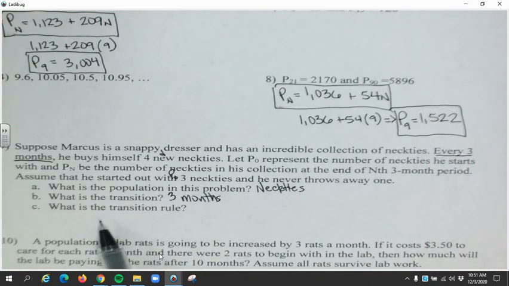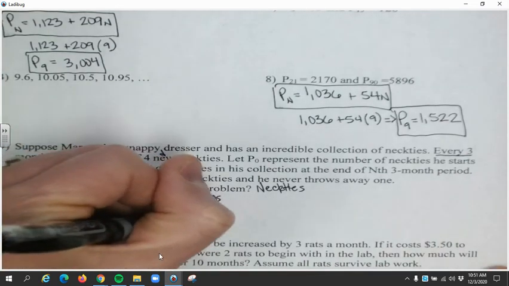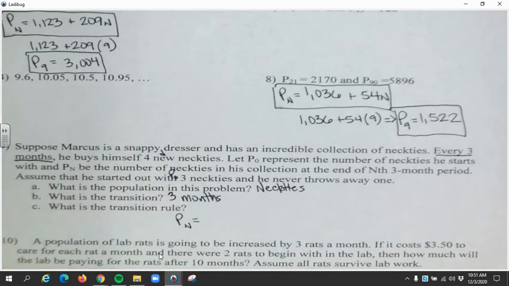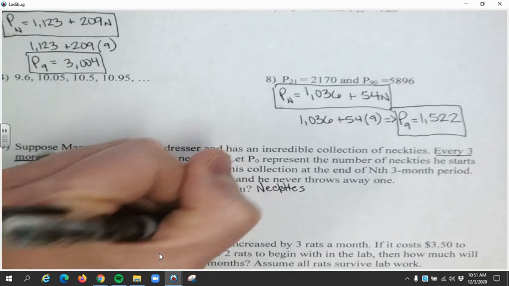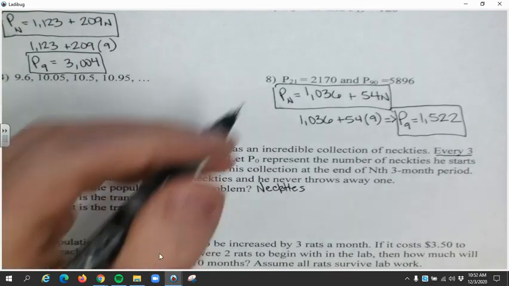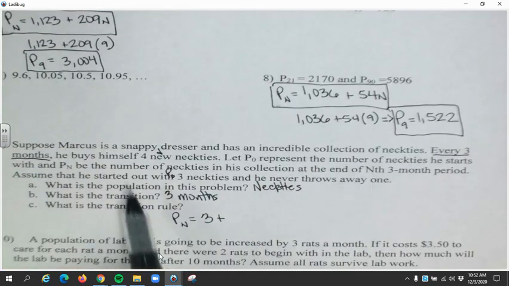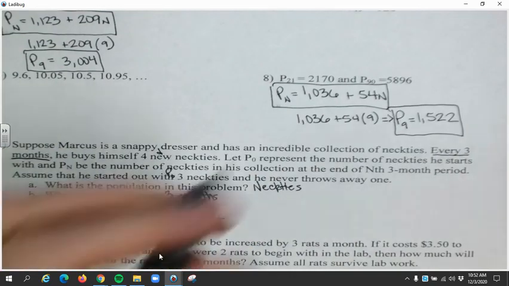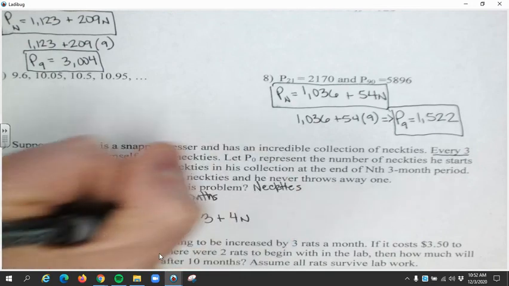And then letter C, what is the transition rule? So P's of n equals, well, what does he start with? It says he starts out with 3 neckties. So P's of n equals 3. And every 3 months, he buys himself, if he's buying himself, he's adding more to his collection, 4 new neckties. So he's adding 4n.